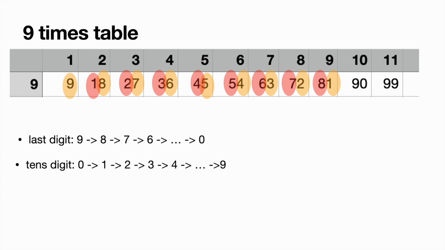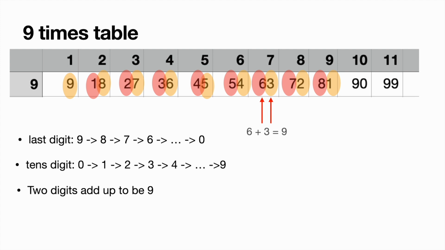Another good thing about the 9 times table is if you look at the product, the 2 digits will add up to be 9. What does that mean? So for example here, 7 times 9 is 63. So the 2 digits of the product will be 6 and 3. So what is 6 plus 3? It's 9.